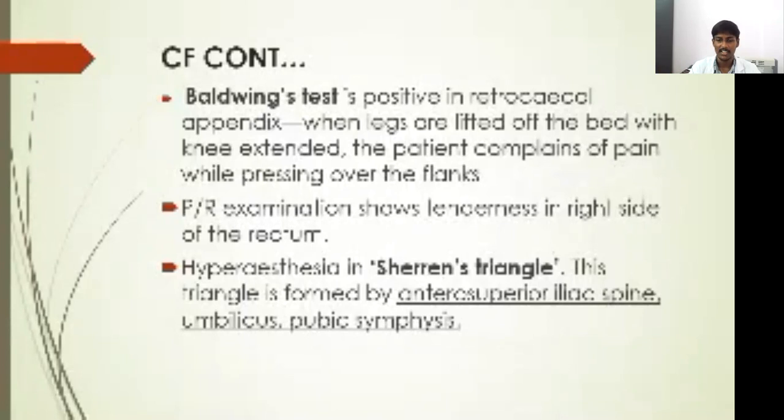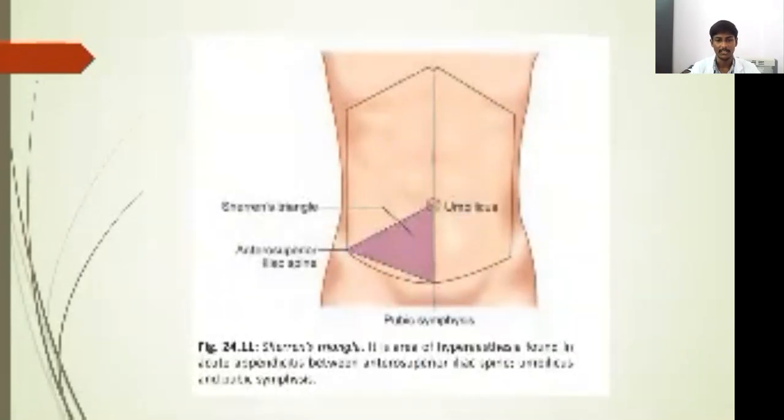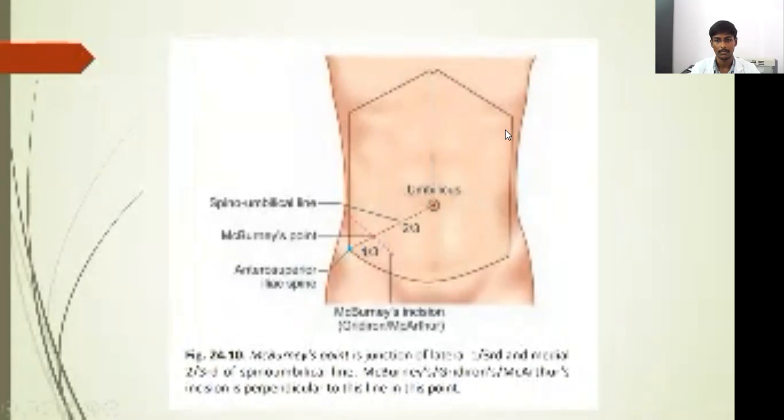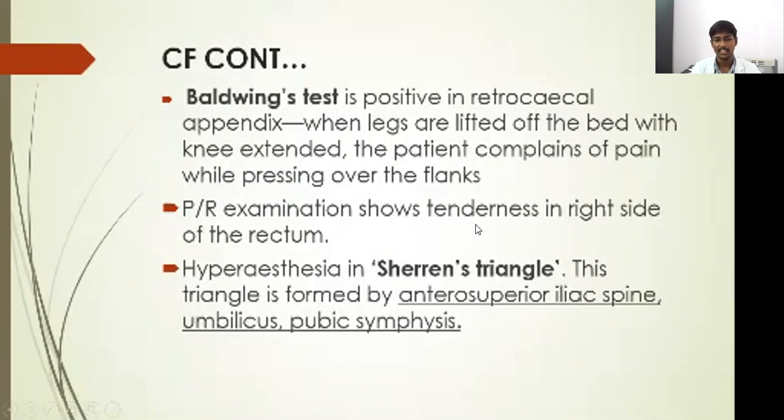Hyperesthesia in Sharon's triangle. This is the Sharon's triangle, which extends from the umbilicus to the pubic symphysis. It is the triangle connecting the umbilicus, pubic symphysis, and anterior superior iliac spine. It is an area of hyperesthesia, which means an area of increased pain sensation in acute appendicitis, formed by the anterior superior iliac spine, umbilicus, and pubic symphysis.